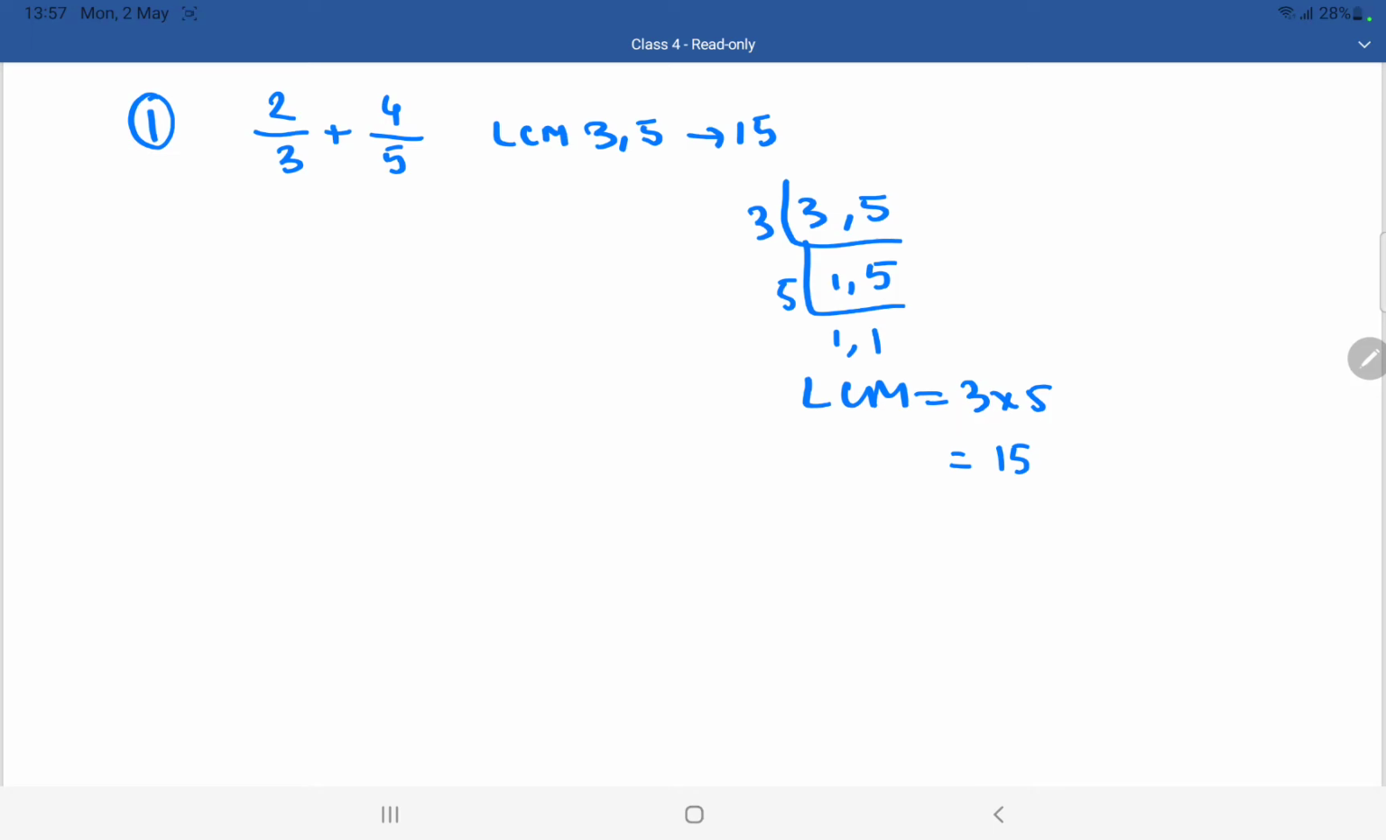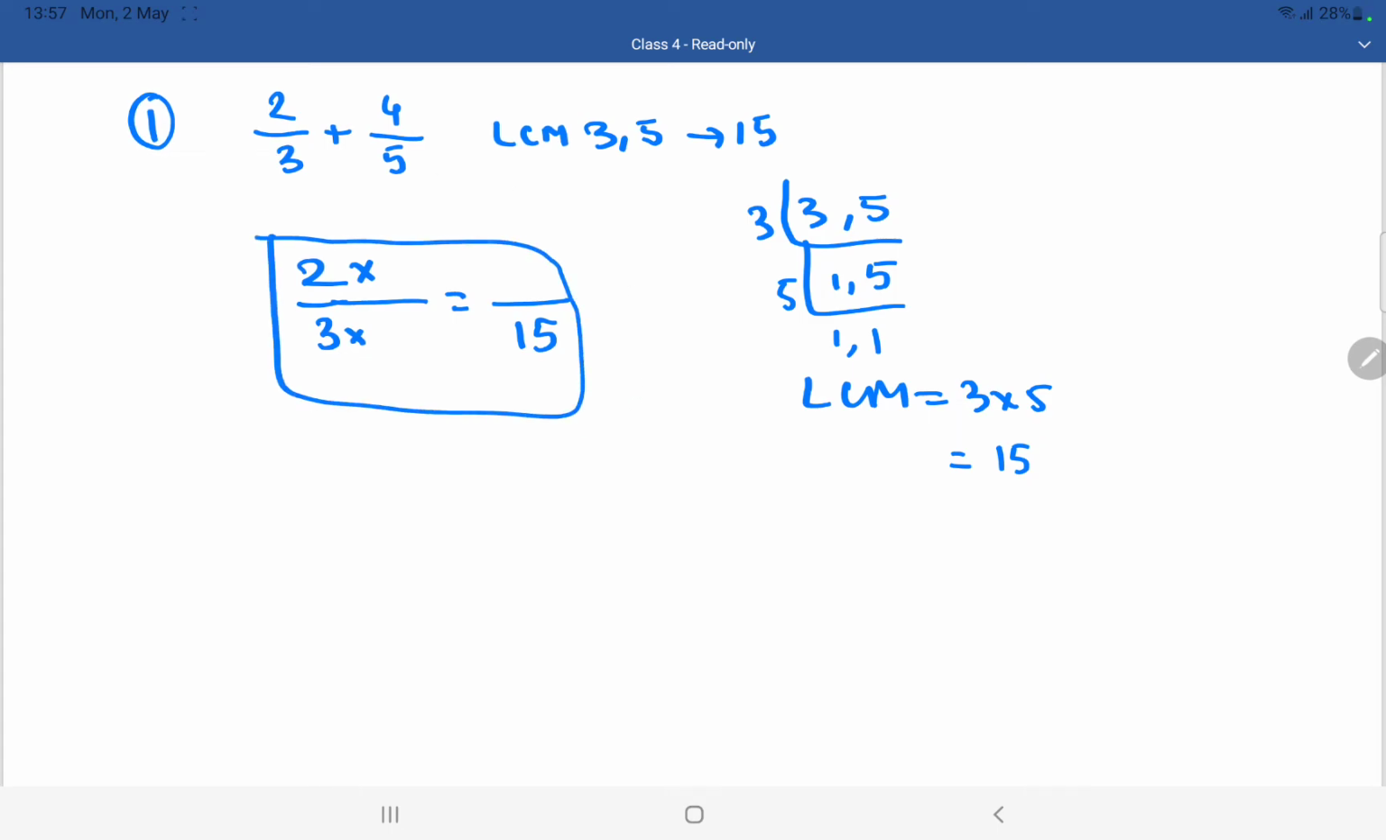Now what you need to do is take 2 by 3. You should put a multiplication symbol here and 15 here. Just follow the process. Once you practice more and more problems, you will know how to do this. But for now, just follow the steps that I am telling you. I am taking the first fraction 2 by 3, writing it like that, and putting the multiplication symbol, as you see on the board.